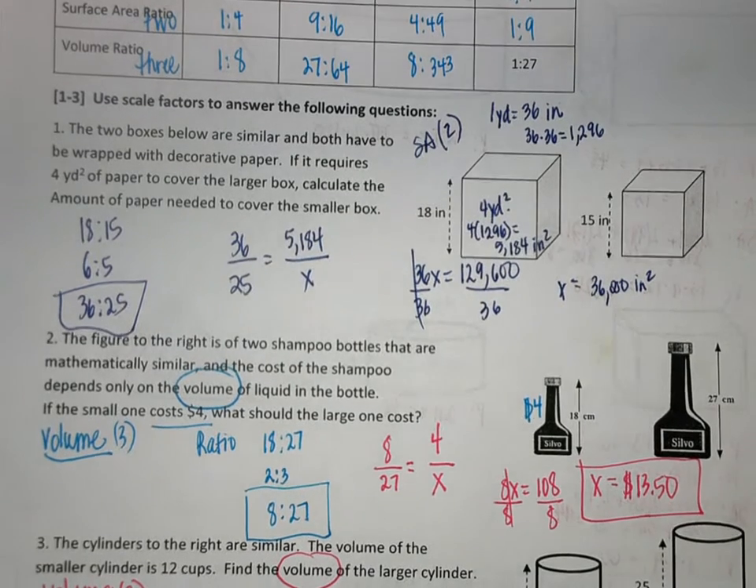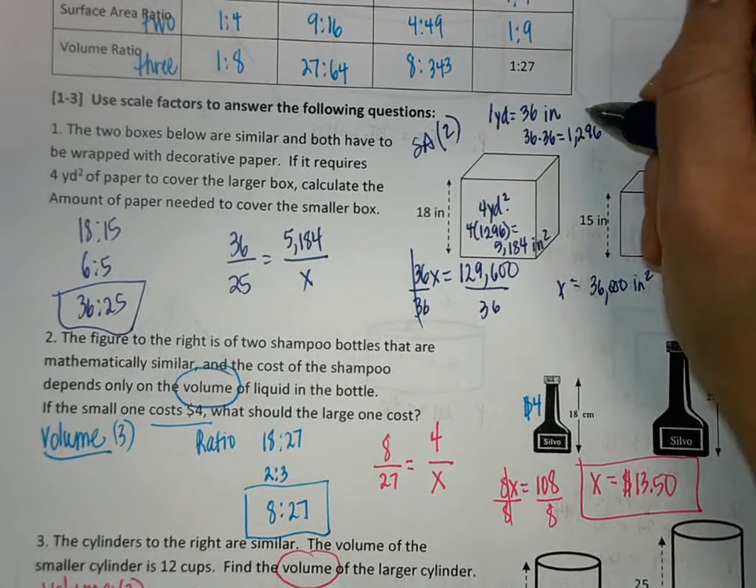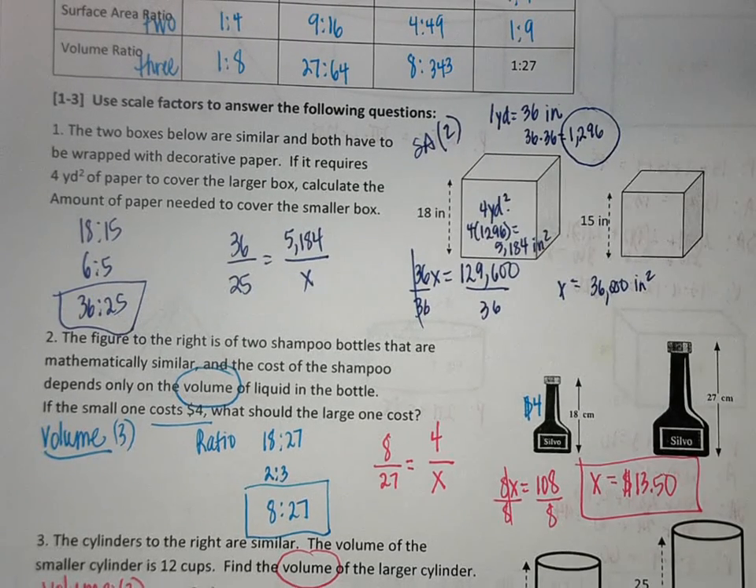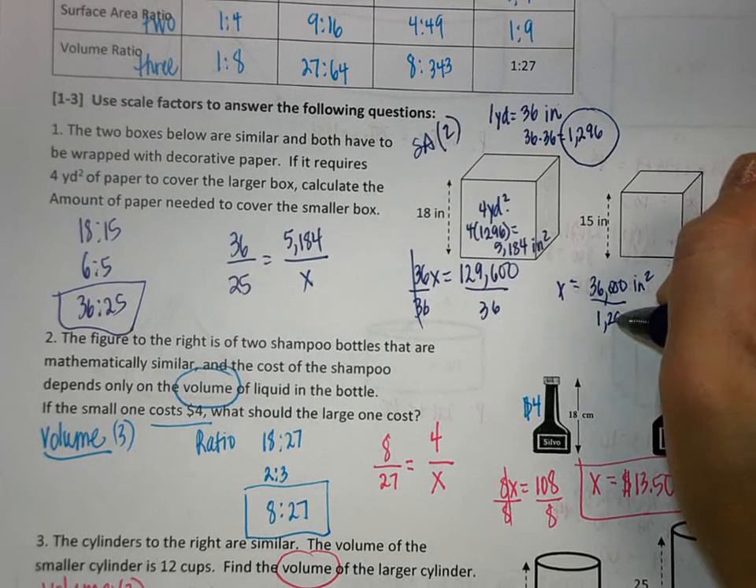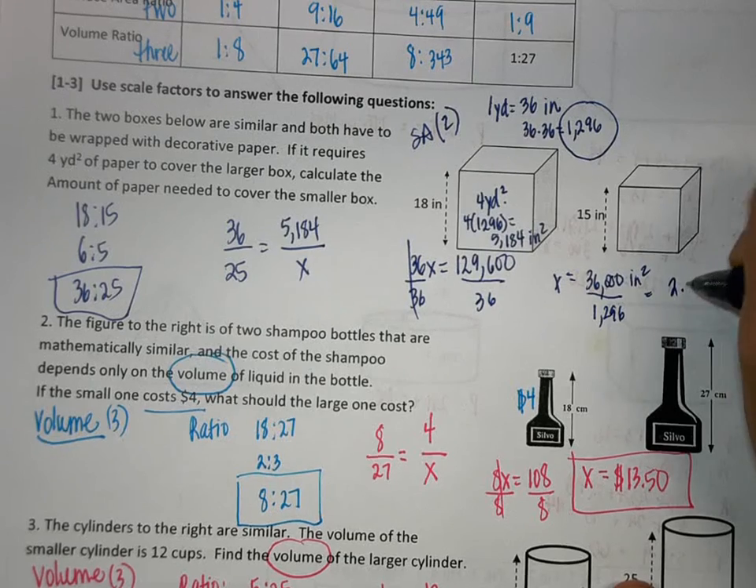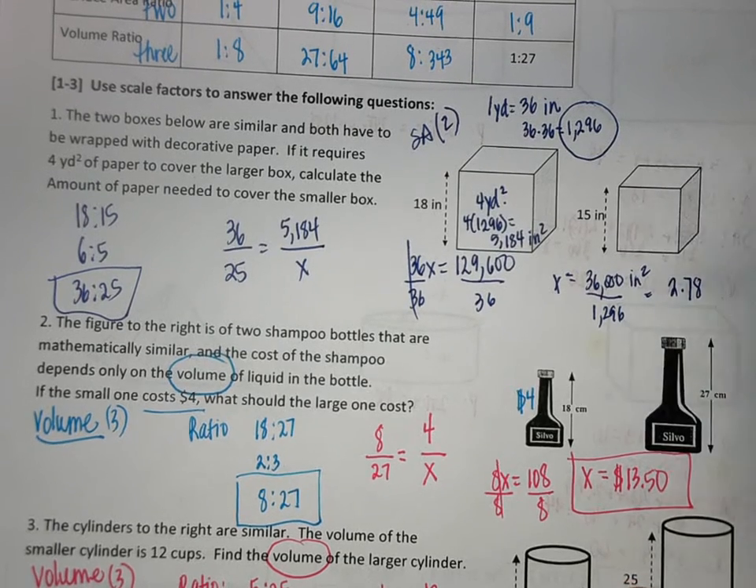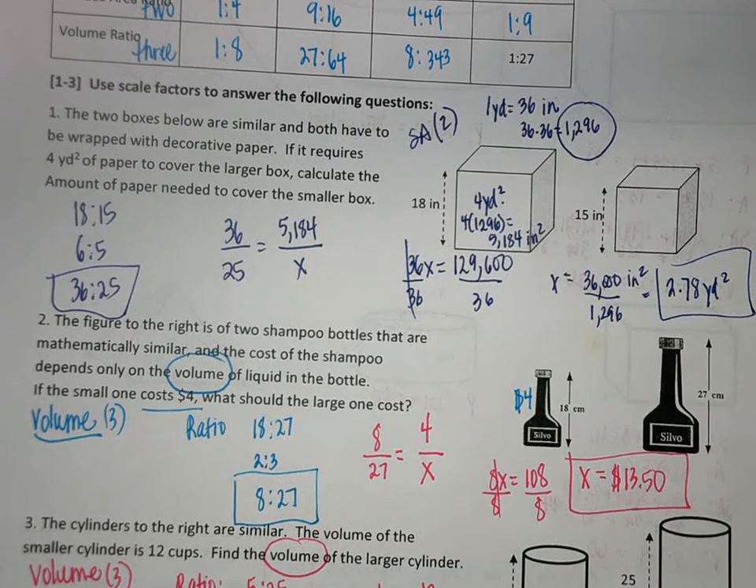You have to calculate it. And if we want to change this to yards, you would divide by our yards squared, because we're dealing with inches squared. So you would divide that by 1,296, and it ends up giving you approximately 2.78 or 2.8 yards squared. Okay. Any questions?